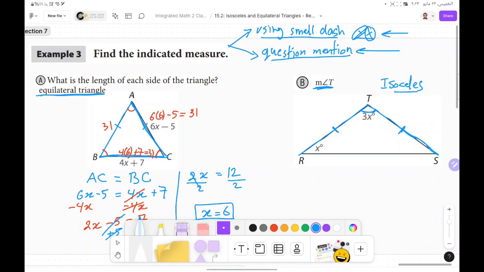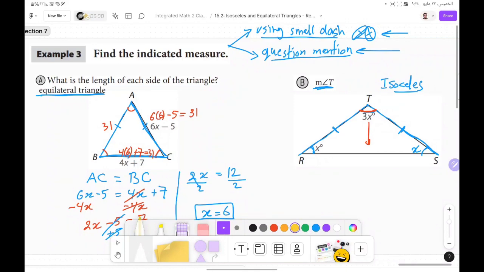In an isosceles triangle, we know that the two legs should be equal. So now where is the vertex? The vertex is T, so we need to find T. The other angles are the angles that touch the base, because you know that the base is opposite to the vertex. So angle R, angle S, and angle X are equal. If R is X, then S should also be X. So now let's find X. How can I find X?